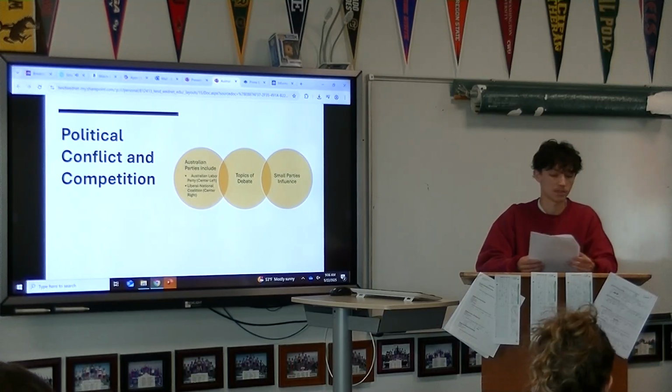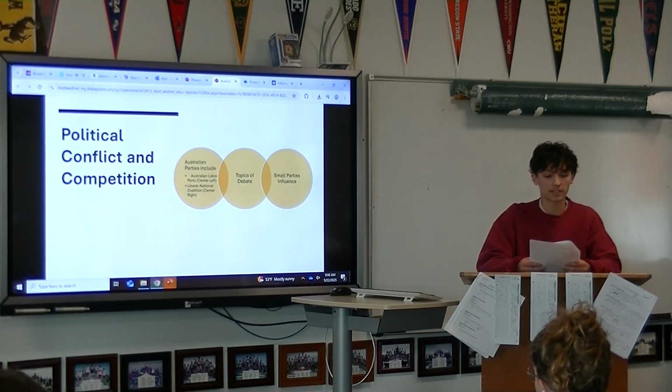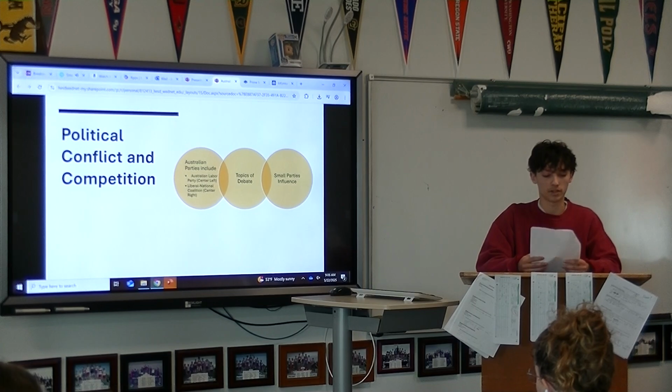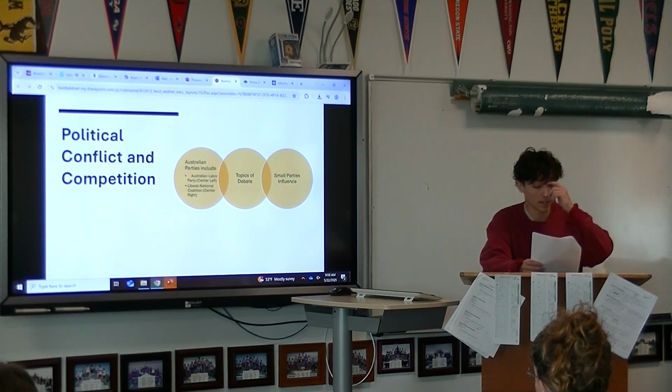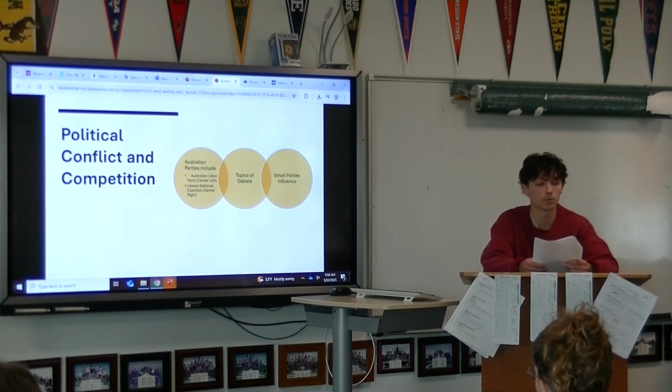Political conflict and competition. The political landscape is dominated by 2 major parties: the Australian Labor Party, or the ALP, which is center to left wing, advocating usually for social justice and workers' rights, or the Liberal National Coalition, which is center to right wing, focusing on free market policies and traditional values.